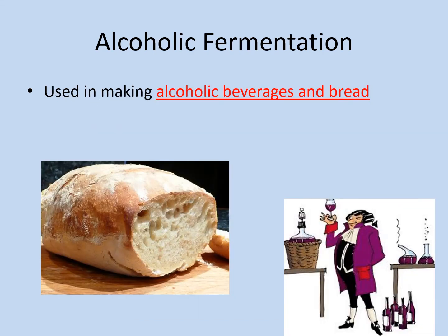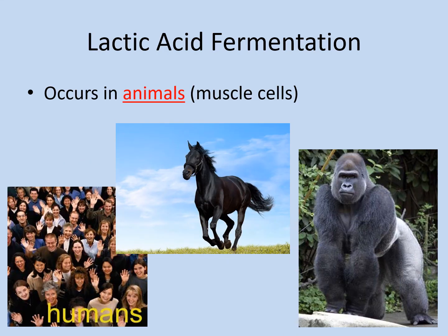And like I mentioned, we can use alcoholic fermentation in the making of alcoholic beverages and bread. Now, in animals, we have the ability to do what's called lactic acid fermentation. This occurs in our muscle cells. This is when you feel the burn. In lactic acid fermentation, our muscles are working so hard that we can't get oxygen to them fast enough, but they need that gasoline to keep running. So they'll move into what's called lactic acid fermentation. It'll take that pyruvate and break it down into carbon dioxide, lactic acid, and ATP.